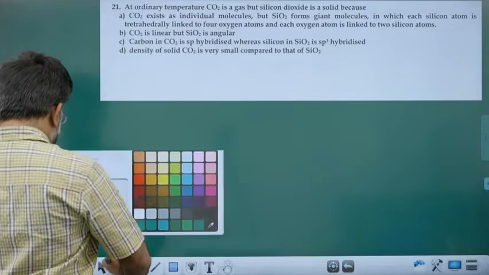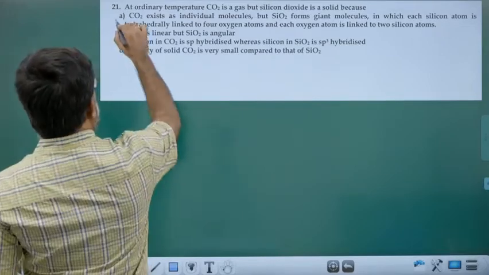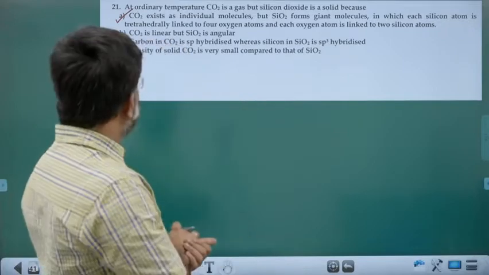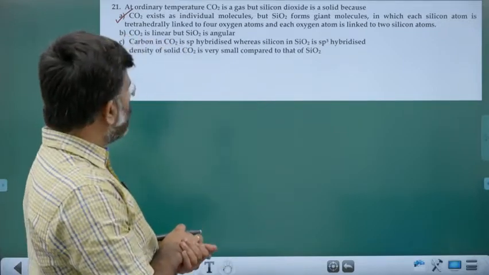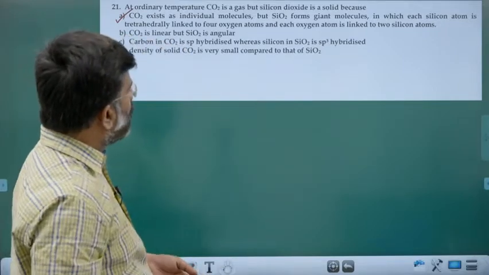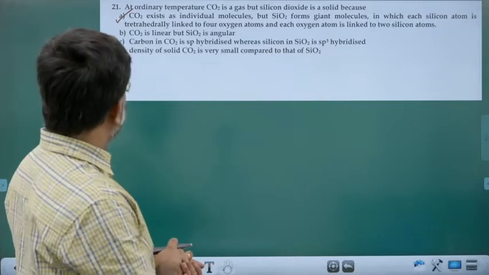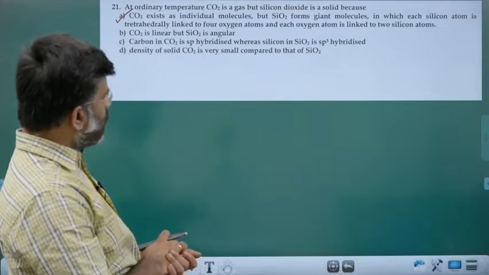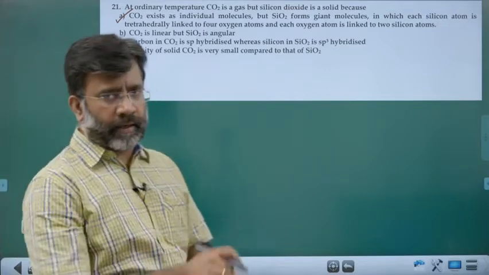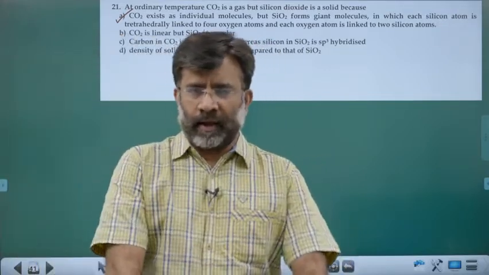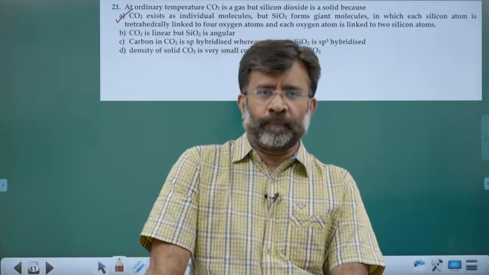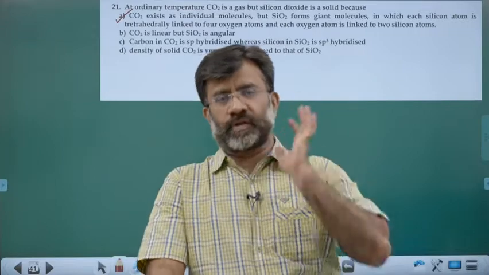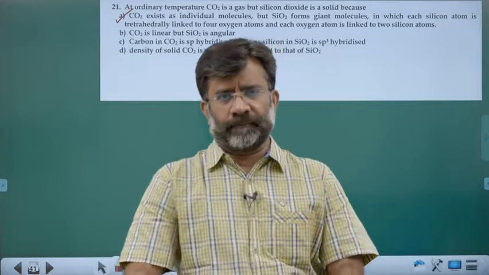Next question. At ordinary temperature, CO2 is a gas, but silicon dioxide is solid because, option A, CO2 exists as individual discrete molecules, but SiO2 forms joined molecules in which each silicon atom is tetrahedrally linked to 4 oxygen atoms and each oxygen atom linked to 2 silicon atoms. The structural details are available in the NCERT. The resonating structures of carbon dioxide and silicon dioxide structures are given, all things are given there. Right? Next.